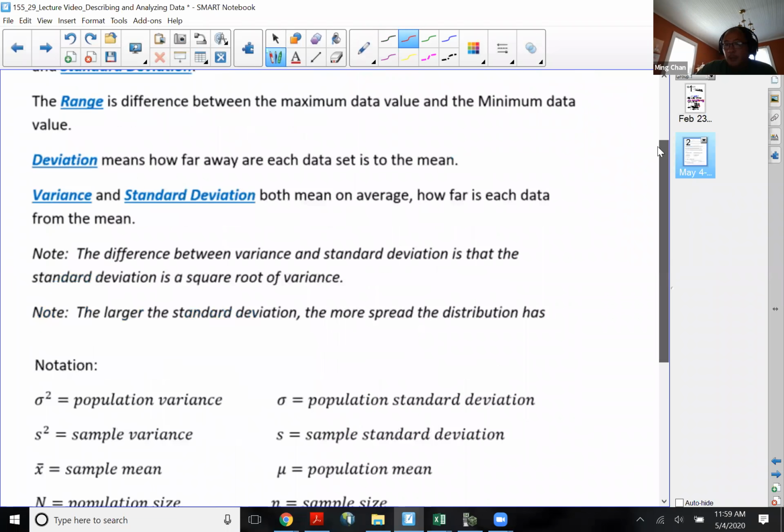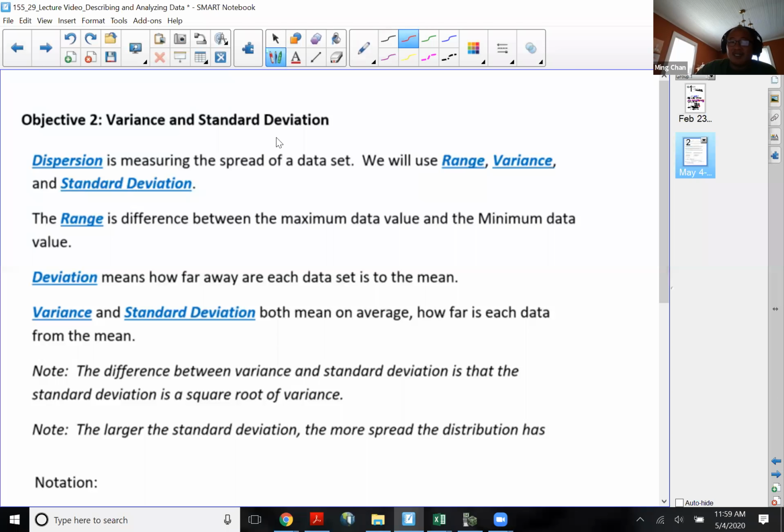Now, one of the most important topics here is something called the variance and standard deviation. This is a little bit more advanced way of looking at your data. Something called dispersion. The word dispersion measures the spread of your data set. To find the spread of a data set, we will use range, variance, and standard deviation. The word range is very simple. It's simply the difference between the largest number and the smallest number. That gives you the spread.